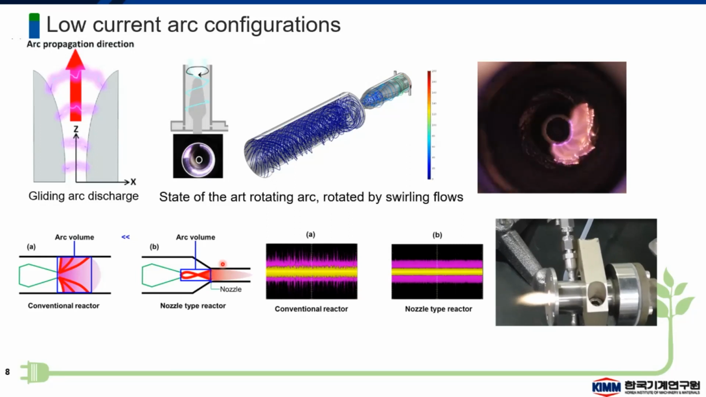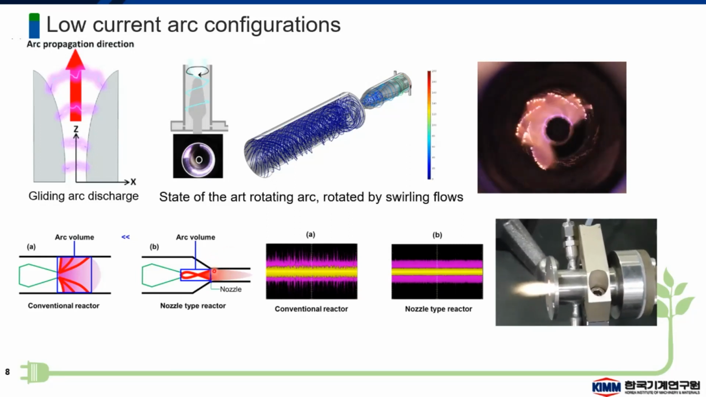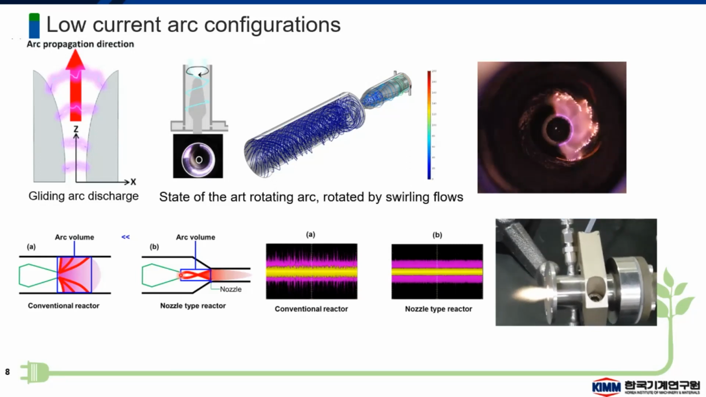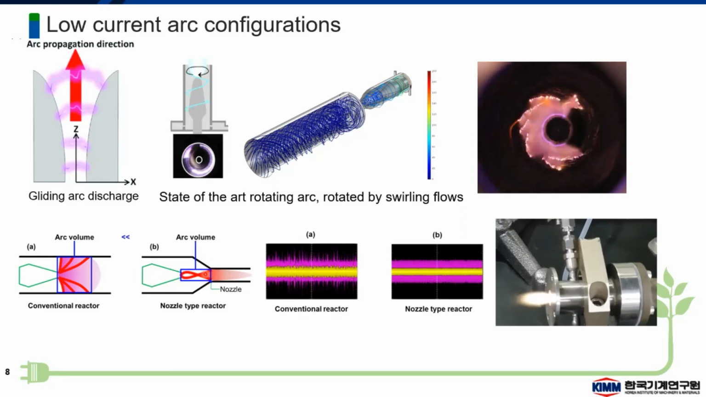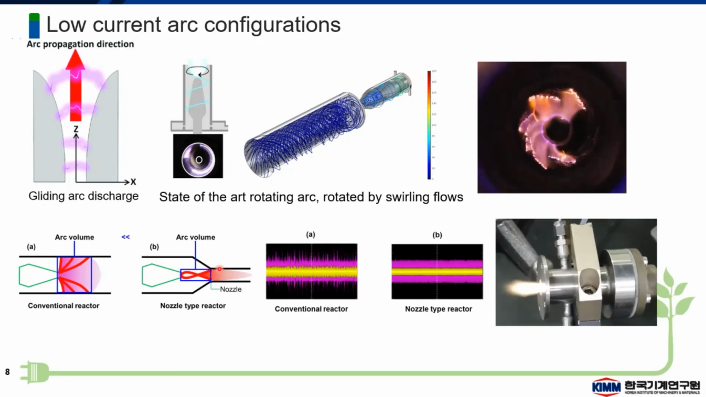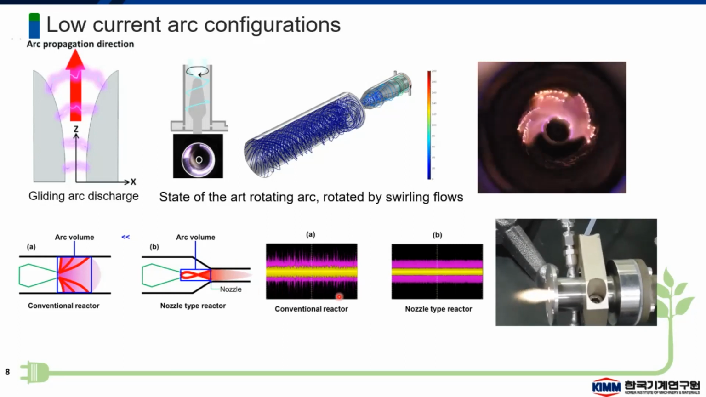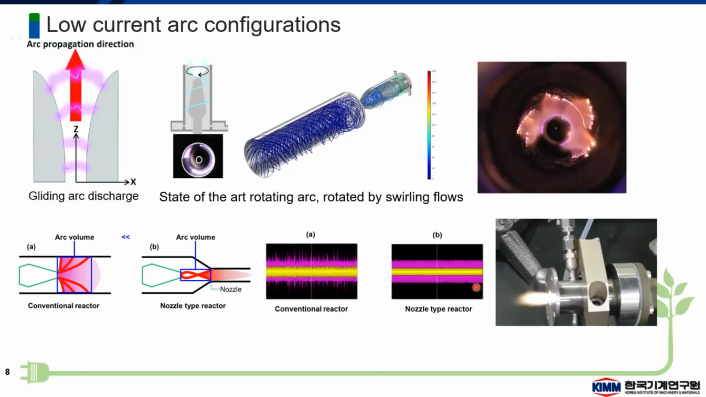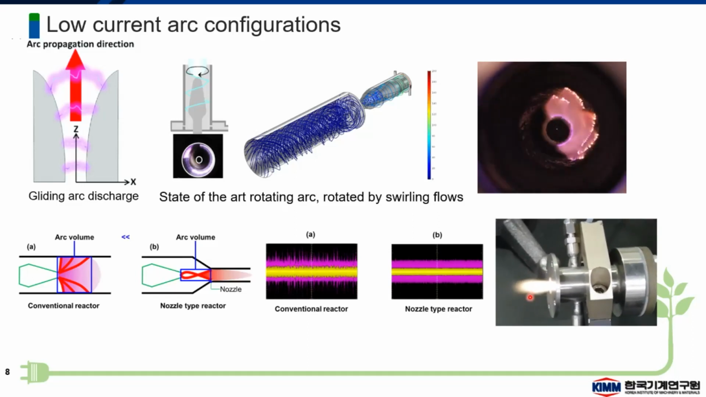Here we can see that if we introduce a nozzle-type reactor, the arc always generates between the high voltage electrode and the nozzle structure. The arc is very focused in the nozzle-like structure. Here we can see that the IV curve is very stable and we can get a stable discharge.